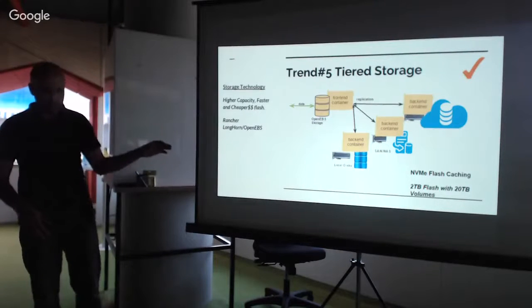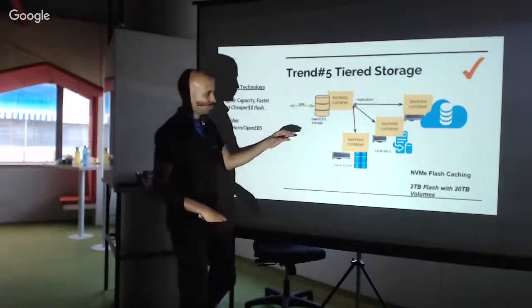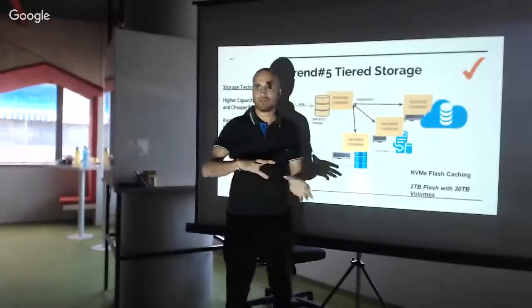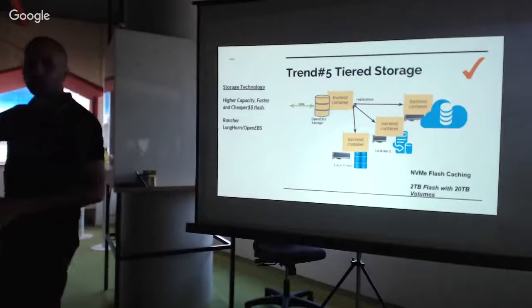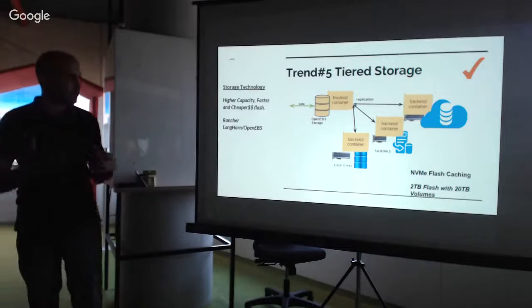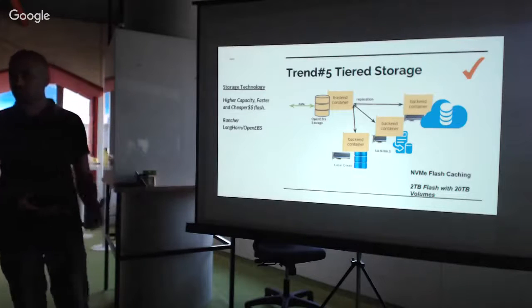You start seeing deployments of storage where you may consume 20 TB of data, which may actually be on a local disk, hard disk, or in the cloud, but it will be available to you at flash speeds.